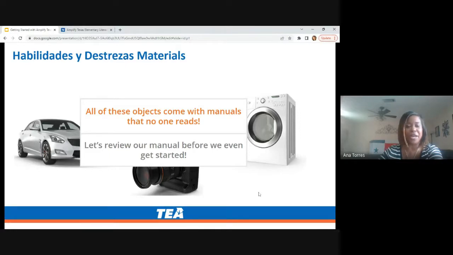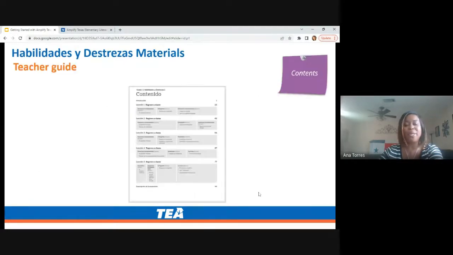Let's look at your teacher's guide. So what is included in your teacher's guide? We're going to do a quick overview of those sections. We want to start off with the first section in that teacher's guide, which is your contents. Your table of contents gives you an overview of what's included and what lessons are included. So it's more than just page numbers. It's an overview of the content of that unit.